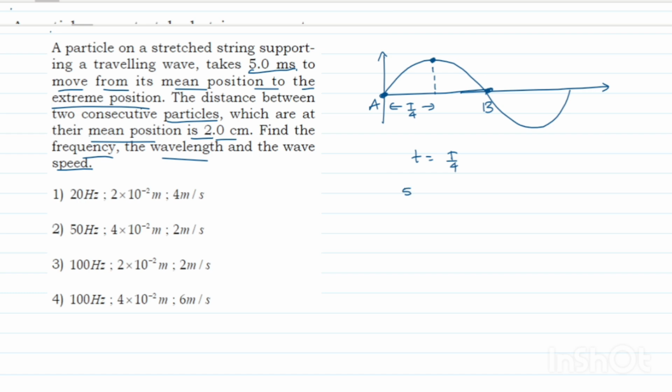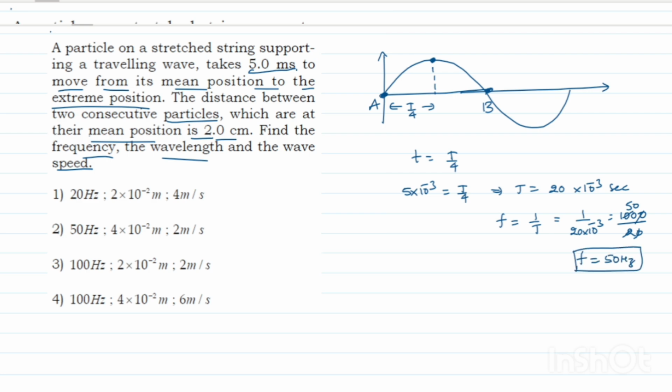T is already given as 5 milliseconds, 5 into 10 power minus 3, which equals T by 4. With this we can calculate the time period. 4 into 5 gives 20 into 10 power minus 3 seconds. The frequency is the reciprocal of the time period, 1 by 20 into 10 power minus 3. Bringing 10 power minus 3 into the numerator, it is 1000 by 20, which is 50. So the frequency is 50 Hz. This is the frequency of the wave.